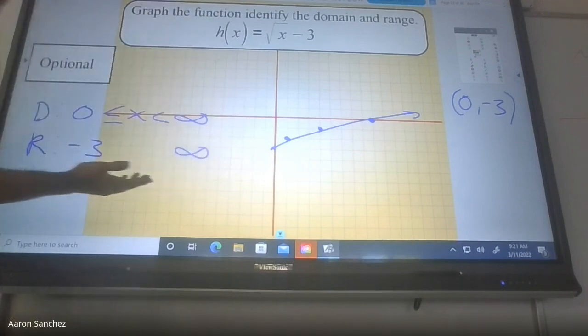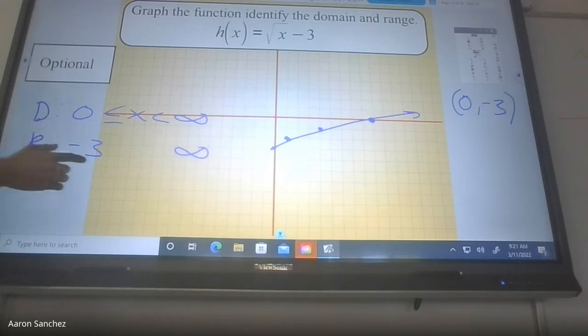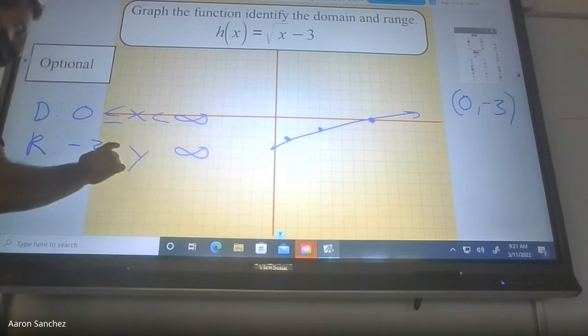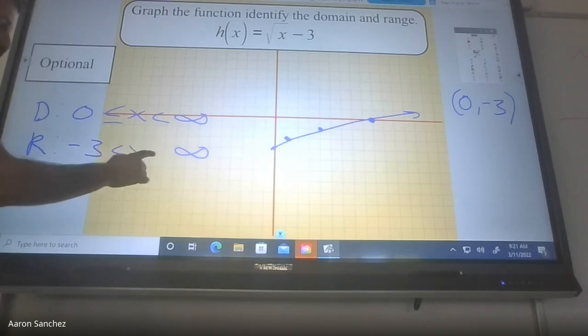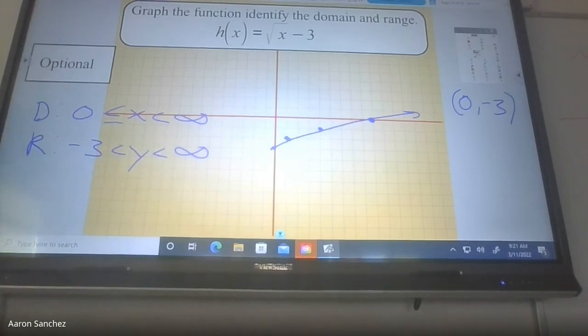The hardest thing is writing the sideways 8. Does anyone agree you guys get better at the sideways 8? I hate writing that sideways 8. I don't know who made that up. Where do I put the line underneath? Which one? Negative 3. Just the infinity, you don't put the line under. This can't be equal to infinity.